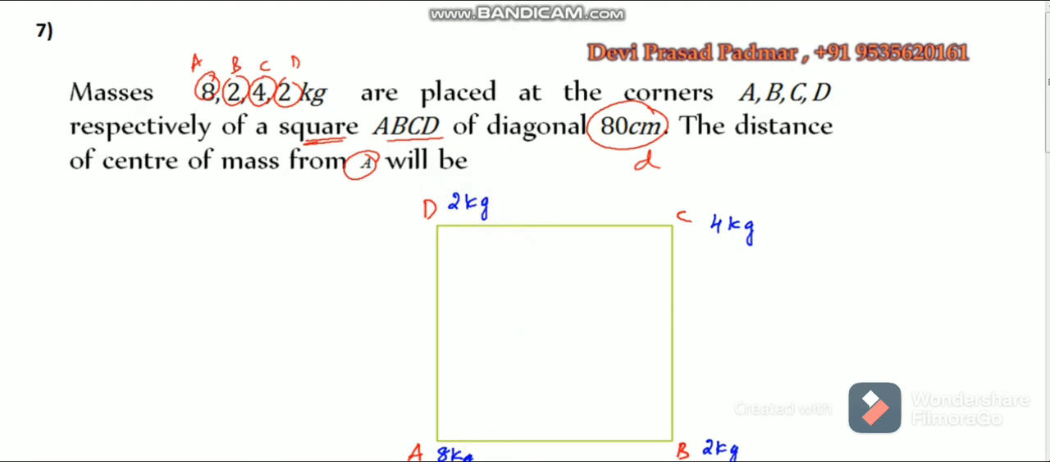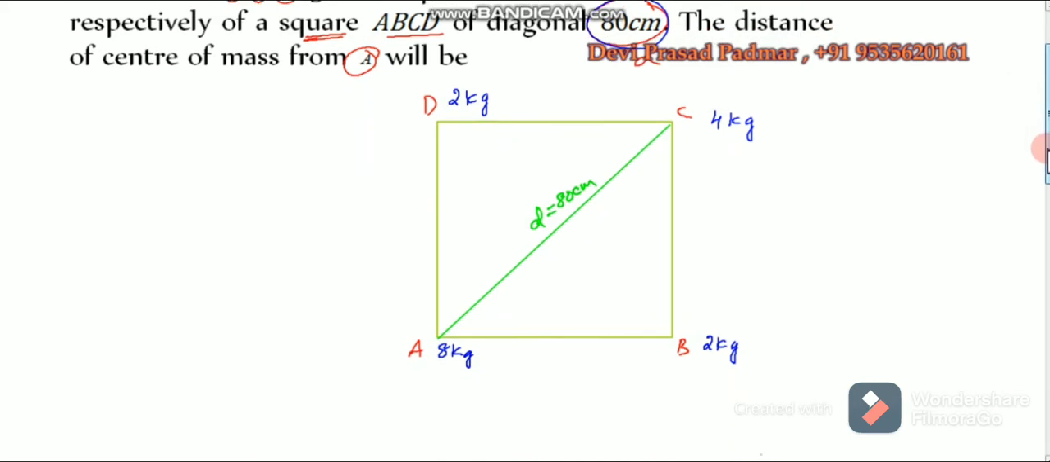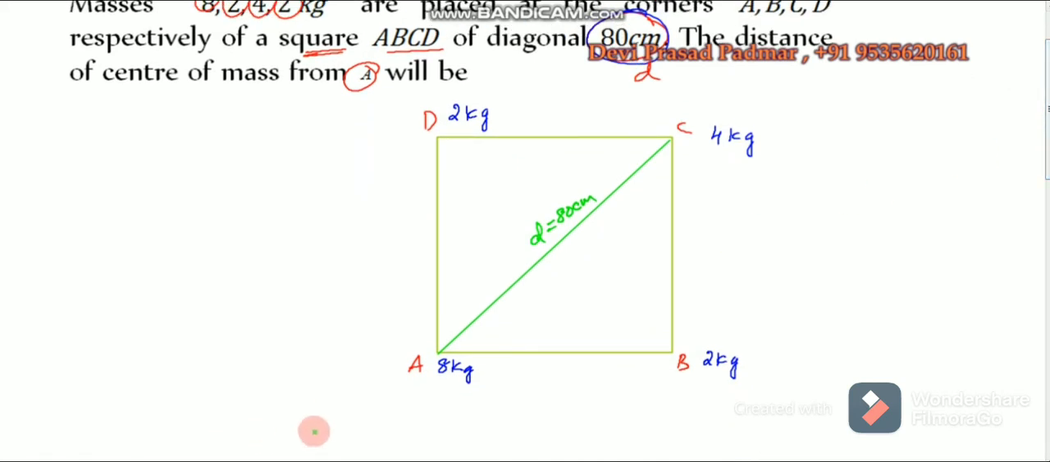Like this it is given, and also given that we have the diagonal of this square. The diagonal of the square, from here to here, is D, that is 80 centimeter. Now these are all masses, one mass here, here, here and here.